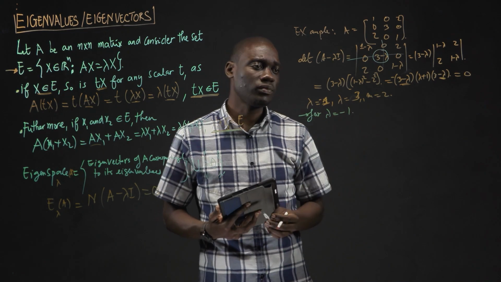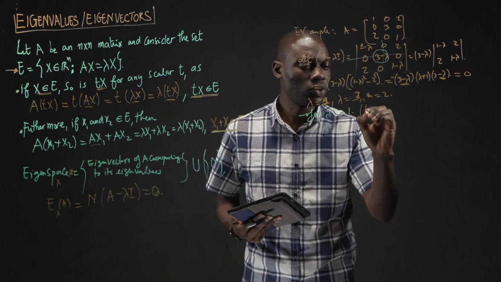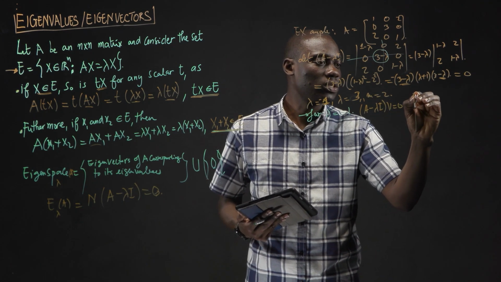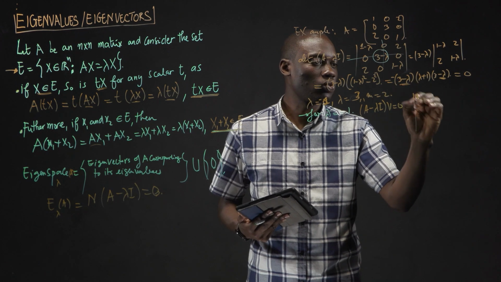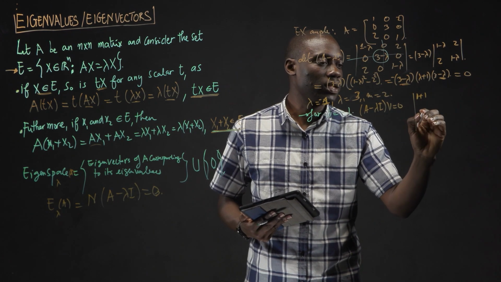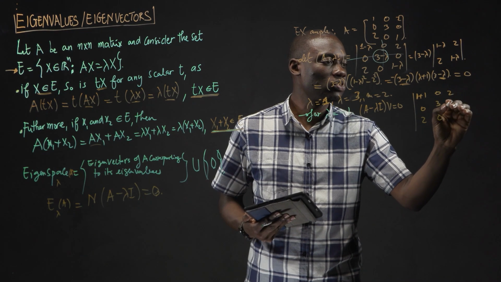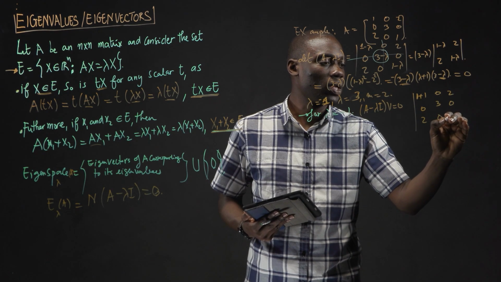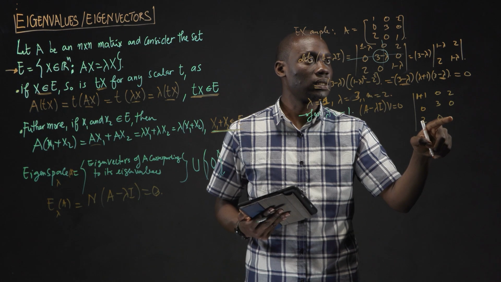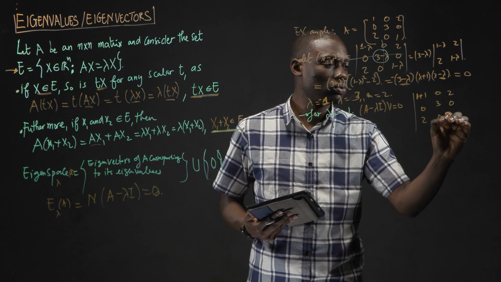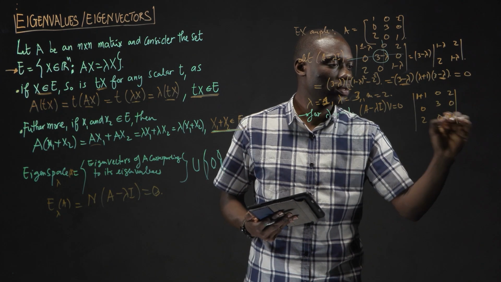Now, let's find the eigenvector for lambda equals minus 1. So I have to solve the equation (A minus lambda I)v equals 0, which is [1 plus 1, 0, 2; 0, 3 plus 1, 0; 2, 0, 1 plus 1], so 1 plus 1 is 2.